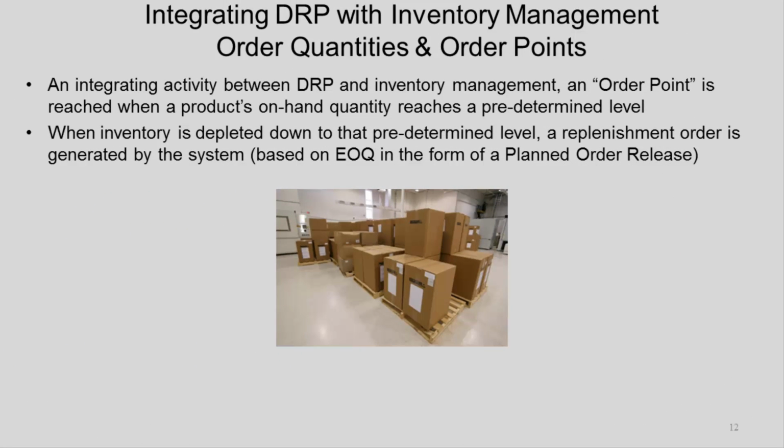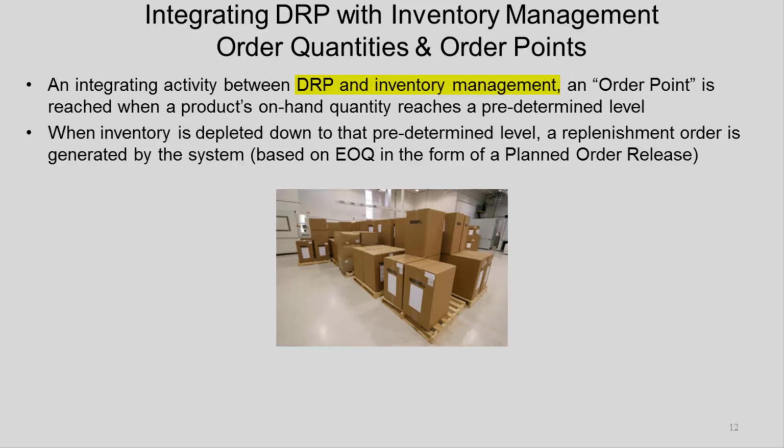Continuing on with this idea of order quantities and order points. An integrating activity, again, between DRP and inventory management. An order point is reached when a product's on-hand quantity reaches a predetermined level. Well, you might ask yourself, who decides what the predetermined level is? We as distribution professionals, using both quantitative and qualitative methodologies, judgment, if you will, have to make that determination. And the order point for every product gets into the software on an SKU-specific level.